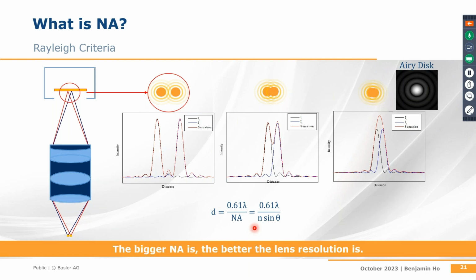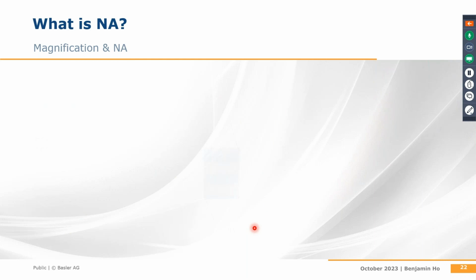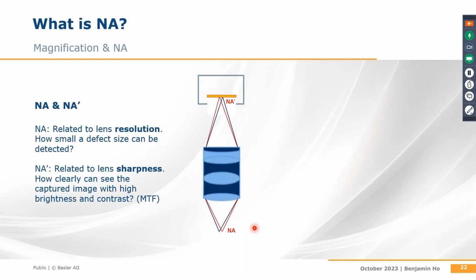Lens resolution determines how well the lens resolves image detail. NA and NA prime: NA is related to the lens resolution, meaning how small a defect size can be detected. NA prime is related to the lens sharpness, meaning how clearly you can see the captured image with high brightness and contrast.